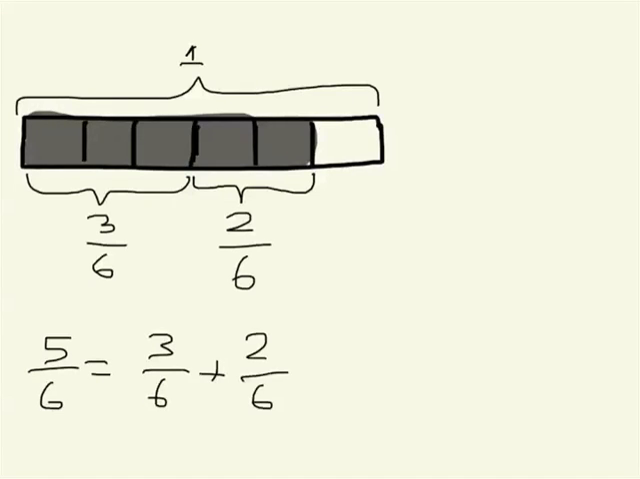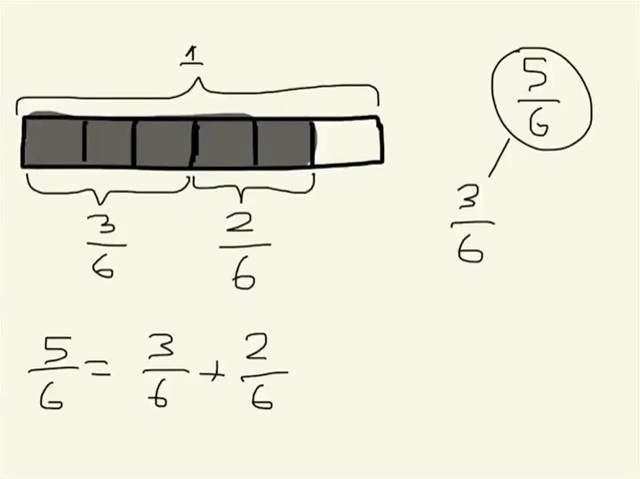Because we're talking about 6, we're not combining the denominators, but we do combine the numerators. 3 parts here and 2 parts here. To make it as a number bond, over here I would write 5/6, and then I break it into 3/6 and 2/6.